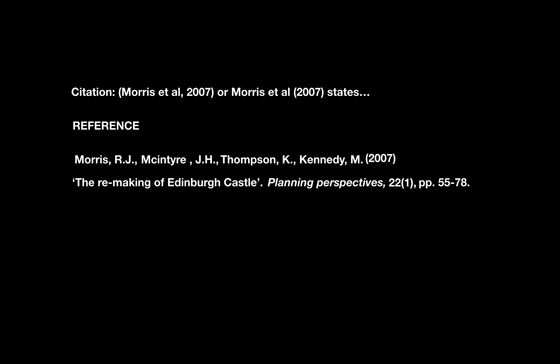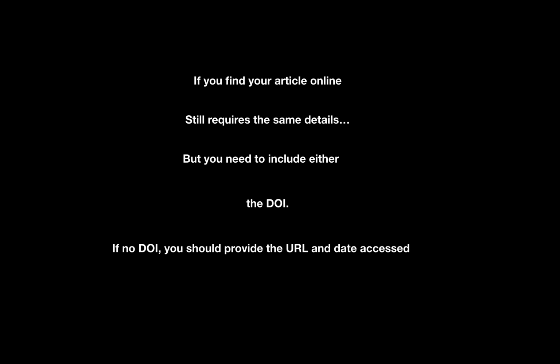So that is how you lay out a reference for a journal article that you found as a print article or a PDF. If you find your article online, however, there's something else that you need to do. You still require the same details, but you need to include either the DOI, and if you can't find the DOI, you should provide the URL and the date that you last accessed the article.